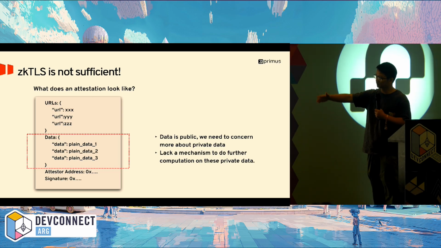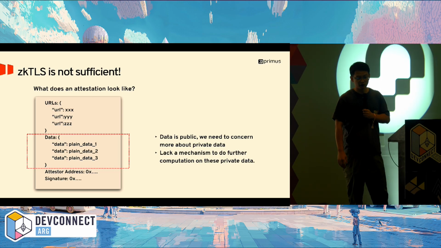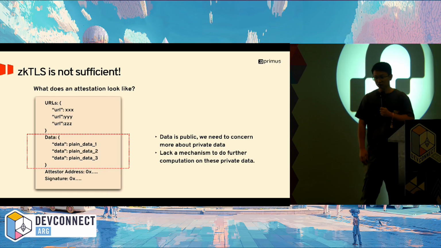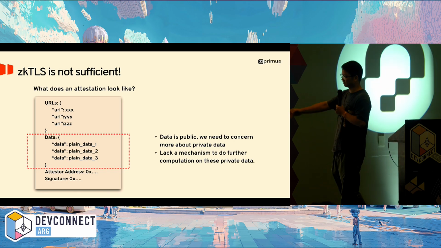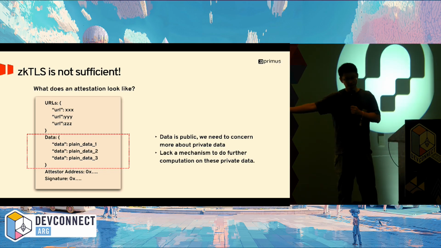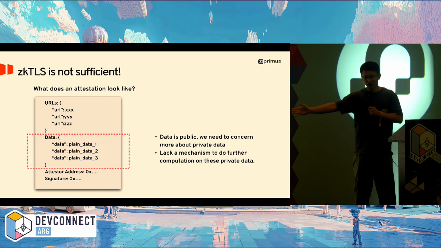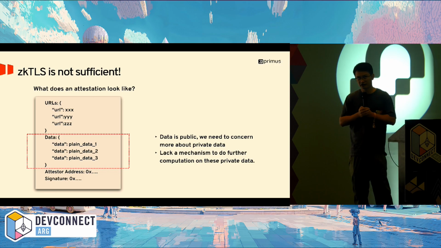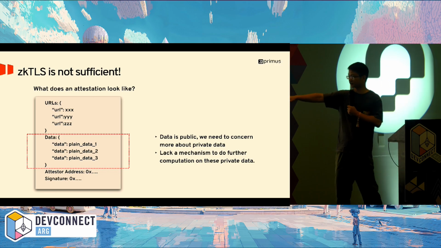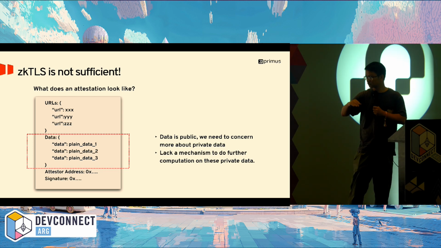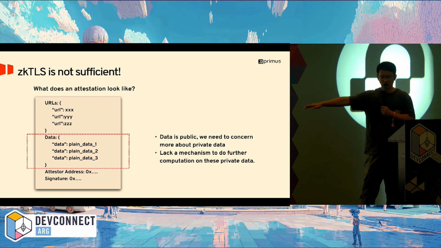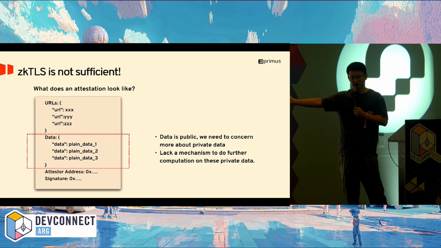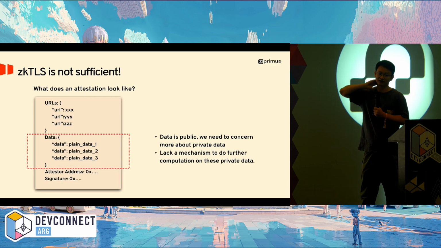This is a very standard attestation when you're doing selective disclosure. The thing is that in attestation, the data is public, and there's no very efficient or developer-friendly way to do further computations on it. I think Thomas also mentioned that, as in the paper, you can do a hash or different commitments on that.